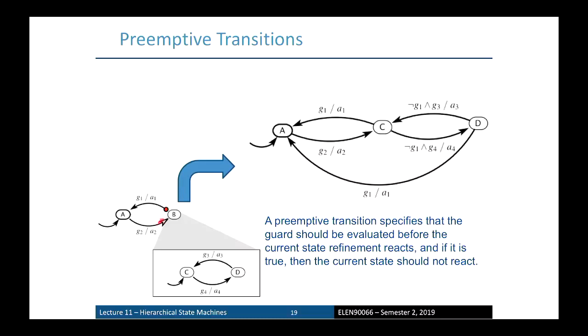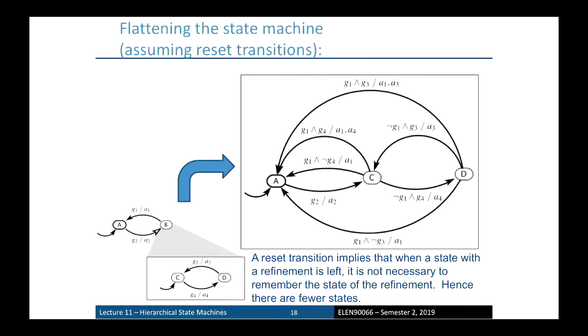What's a preemptive transition? Well, firstly, it's indicated by this little red dot. And what it does is it specifies that a guard should be evaluated before the current state refinement reacts. So it's defining some sort of ordering here in terms of reaction. In particular, here we would actually be checking G1 before we check if there's any transitions going on in here. So it's almost like G1 has precedence ahead of any of the other guards that are changing states in the refinement.